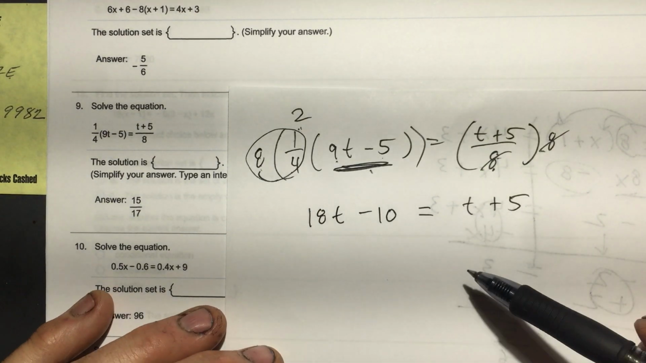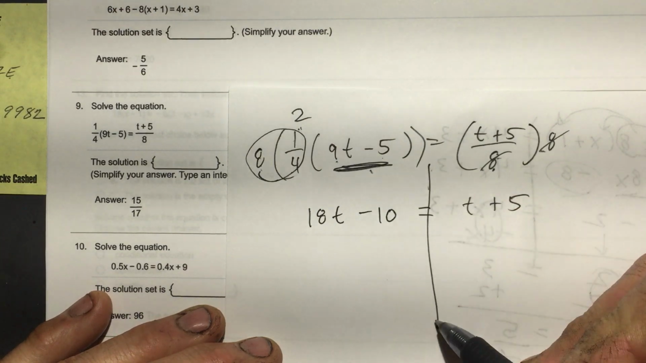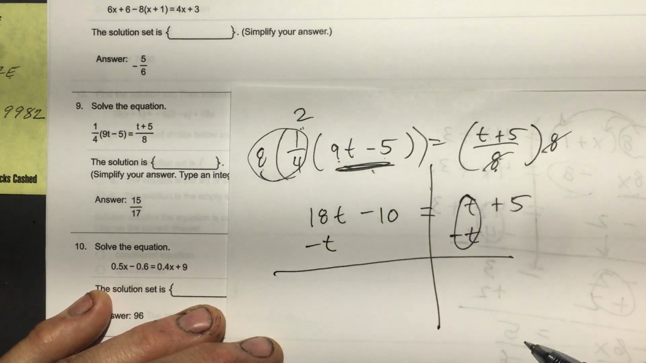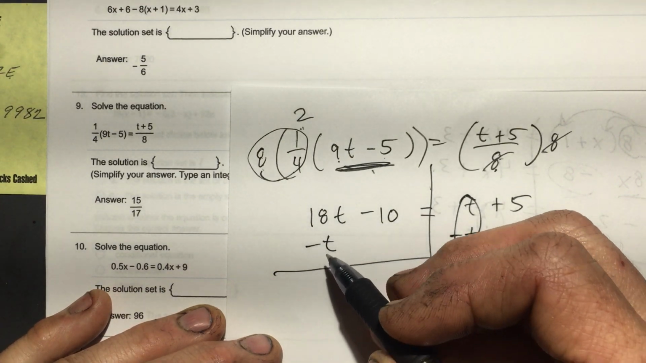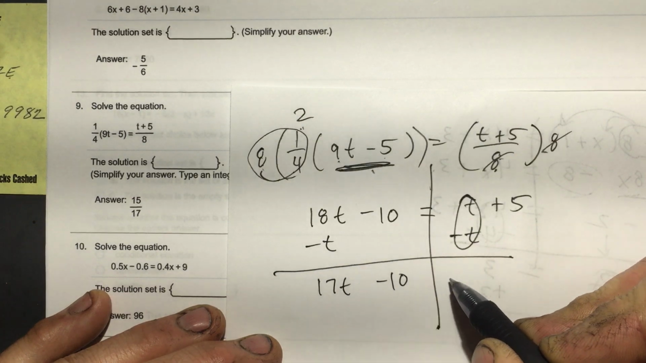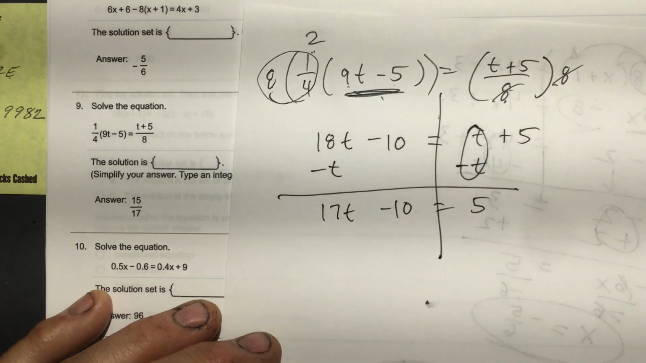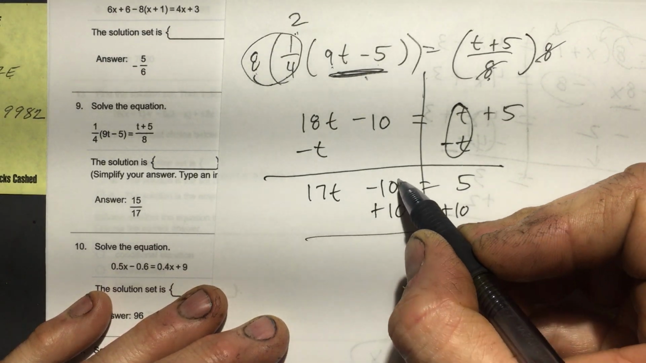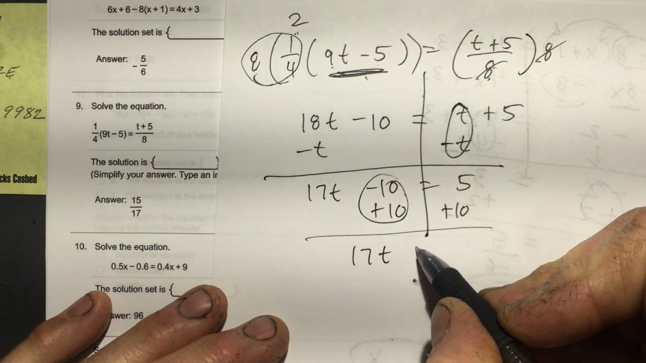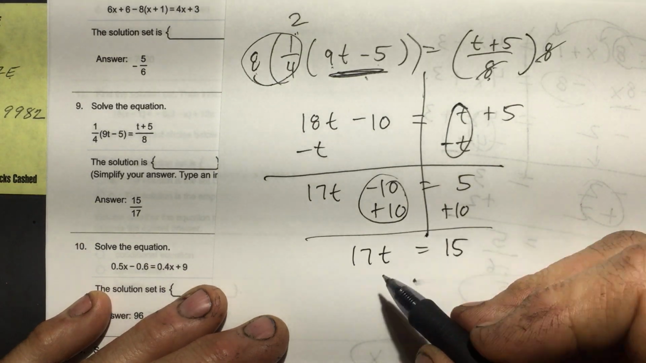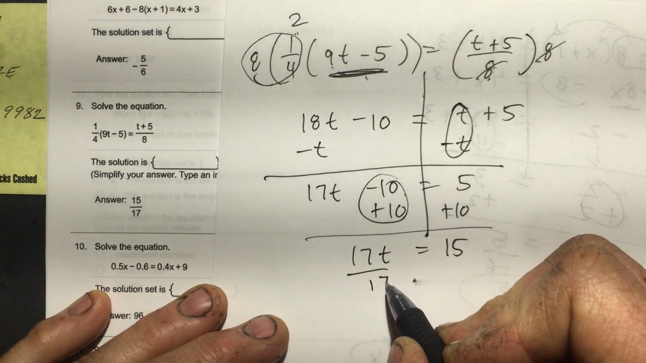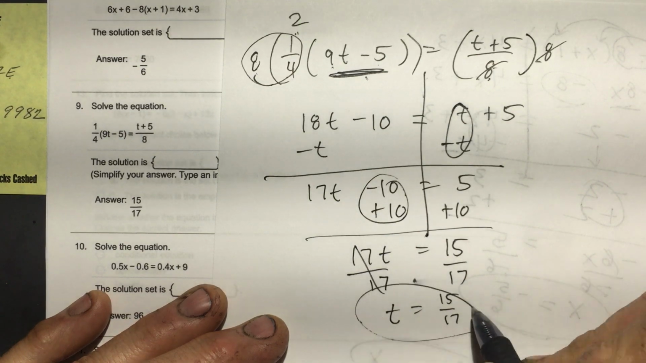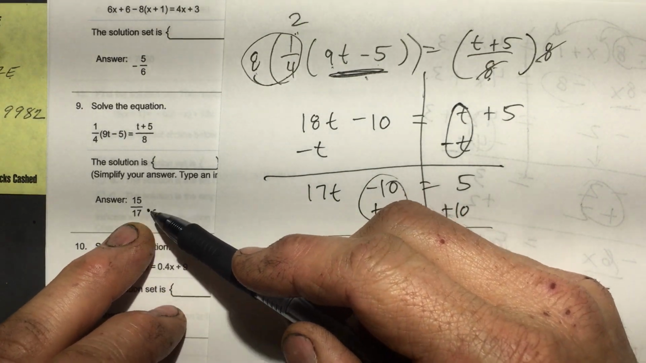And now I've got an equation here like we've been solving. Here's my equals right there. And see this t? I need to minus a t on both sides. t minus t goes away. 18t minus a t would be 17t. Okay. And now I'm going to add 10, which makes this go away. So I've got 17t equals 15. I divide by 17. And then t equals 15 over 17. And we're good to go. That's what the answer is.